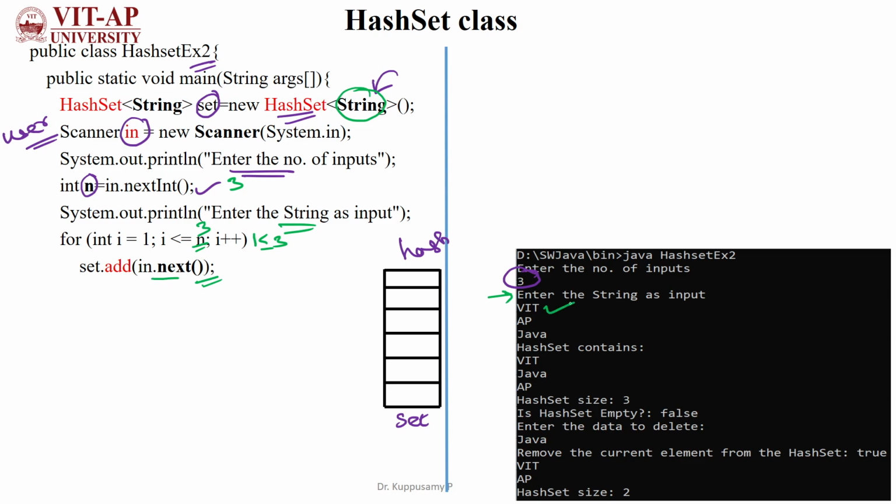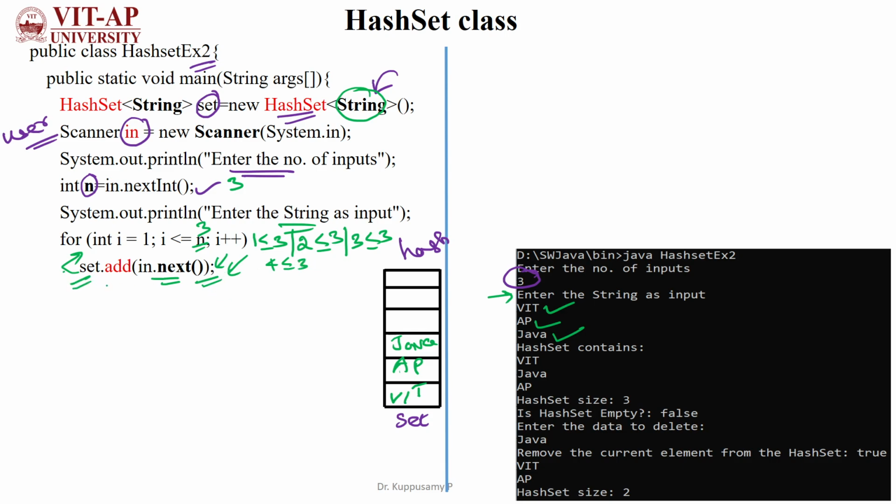That input is here VIT, right? So VIT is added into the set. Then going back, by incrementing, i is now 2, less than or equal to 3, which is true, again get inside the for loop, receiving the next string input, that is AP. So now AP is stored in the set. Then again i is incremented to 3, less than or equal to 3, which is true, again get inside the for loop, receiving the string input, which is Java, so Java is written inside the set. After that i is incremented to 4, less than or equal to 3, which is false.